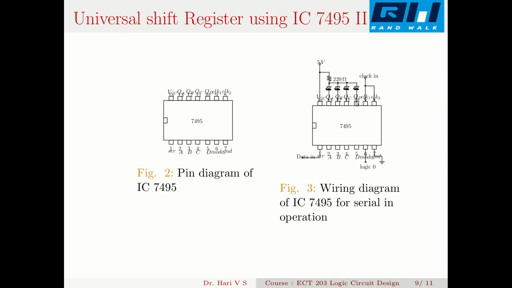This QD output is your serial output. This QA, QB, QC, QD, they are my parallel outputs. QD output is a serial output.